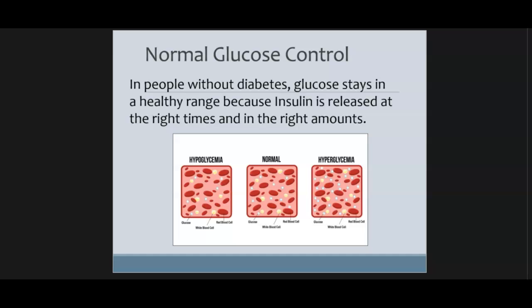So this system is regulated by the body's needs, what the body needs at the different times. And if your blood glucose spikes, then the insulin is released so that it can deal with that spike in blood glucose.